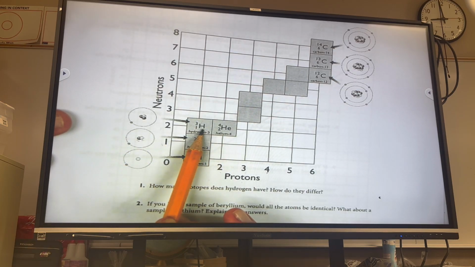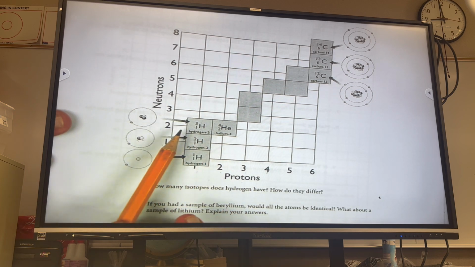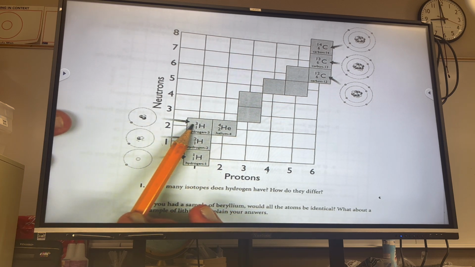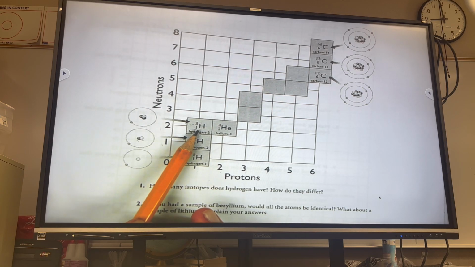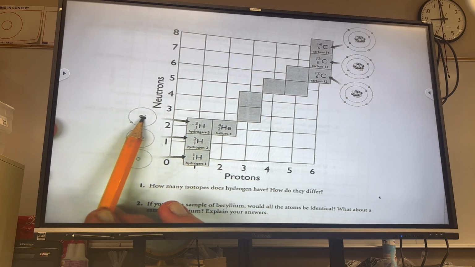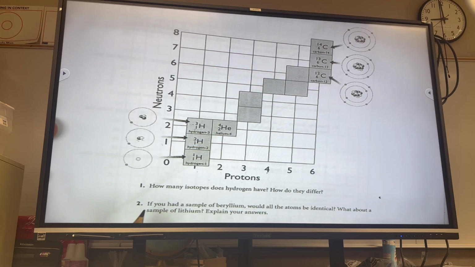All right, and then here's hydrogen 3. You have the number 3 on top, that's the mass number. That tells you how many protons plus neutrons we have. And then the number 1 on the bottom is the atomic number. That tells you how many protons, and it has to be 1 for hydrogen because that 1 proton gives hydrogen its identity. So here's that 1 proton, and there are the 2 neutrons, and again, 1 electron.